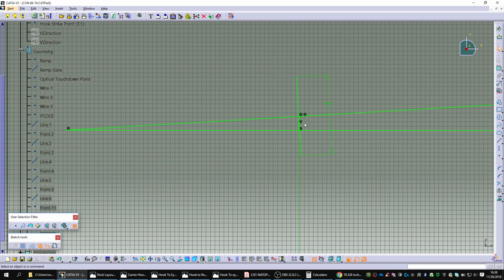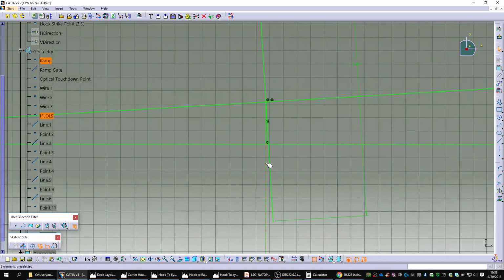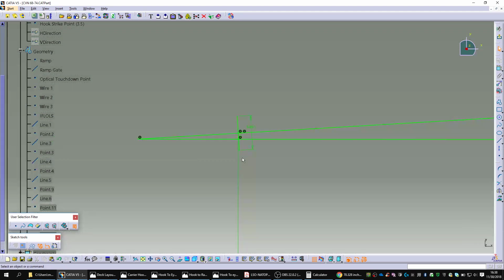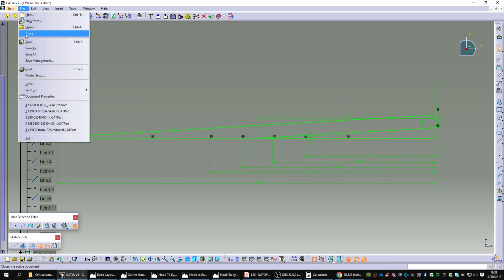Okay, that makes sense. So the IFLOLS unit sits 46 feet back. I'm assuming that's a rounded number, but hey, that's all I have to work with. 486 feet back. I've made a pretty good guess at the height here. I know the optical touchdown point relative to the deck is right there. What was that? 273 feet back from the hook touchdown point. Cool. And all of this is placed correctly.